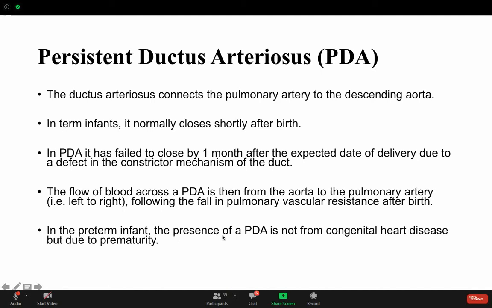In the preterm infant, the presence of a PDA is not from congenital heart disease, but due to prematurity. Because they are premature, it doesn't close as expected, but this shouldn't cause worry. Okay.